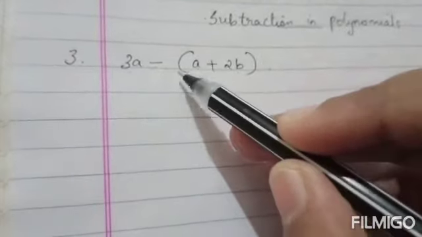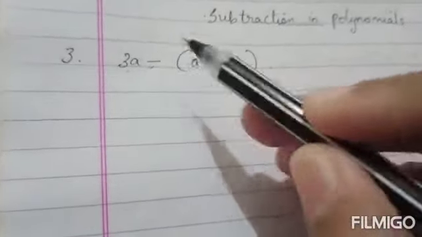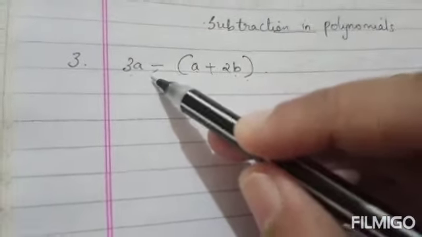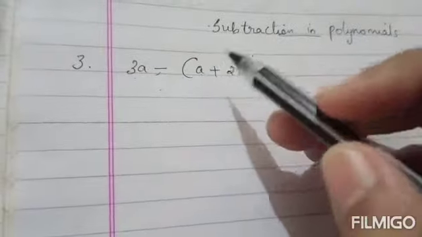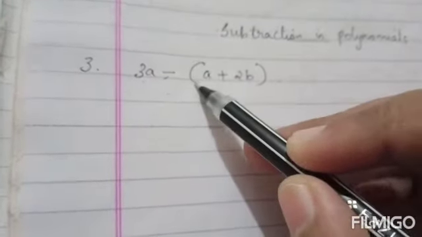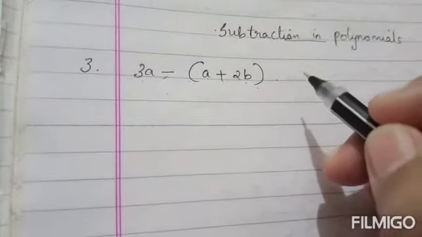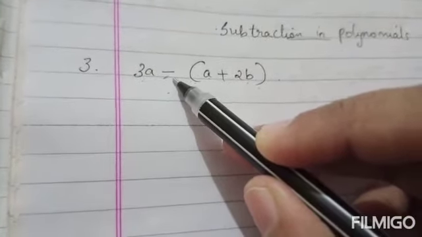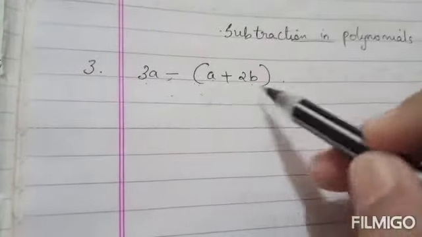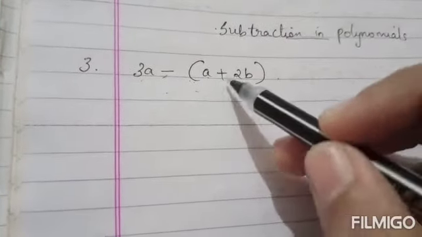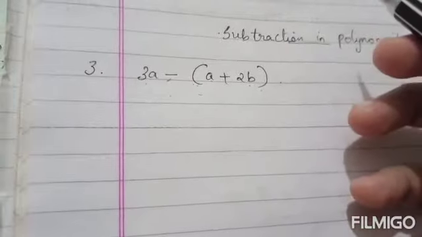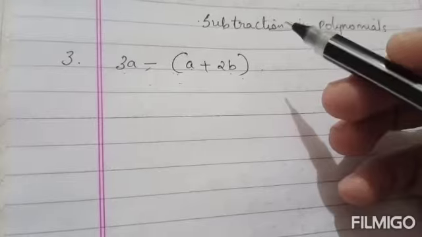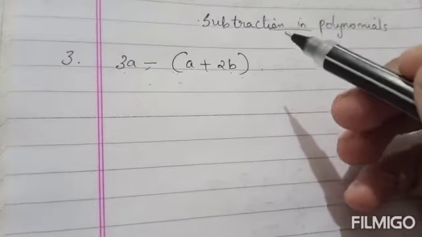Okay. So whenever there is a negative sign before a bracket, before means you know what is before. Okay, so you have to open or remove the bracket. Whenever there is a negative sign before a bracket, you have to remove this bracket or open the bracket. How you can open or remove a bracket? By changing the sign of each term inside the bracket.